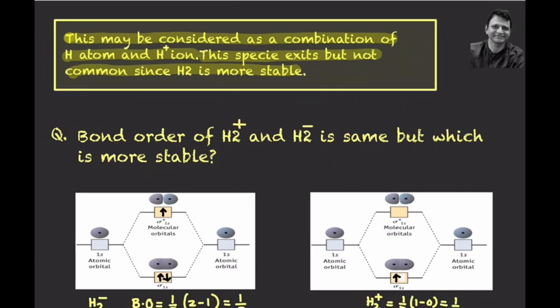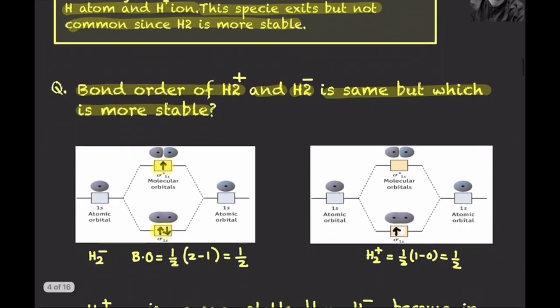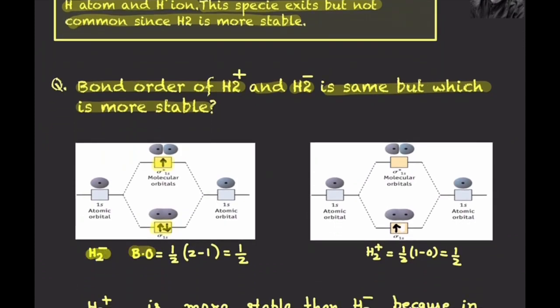There is a question about ions of hydrogen molecule. So let me read this question. Bond order of H2 plus ion and H2 minus ion is the same, but which is more stable? So here we have explained that in case of H2 minus, the total number of electrons will be 3. If we fill in molecular orbital theory according to this energy diagram, there are 2 electrons in the bonding molecular orbital and 1 electron in the anti-bonding molecular orbital. So the bond order in the H2 minus molecule is half times 2 minus 1, that is half.